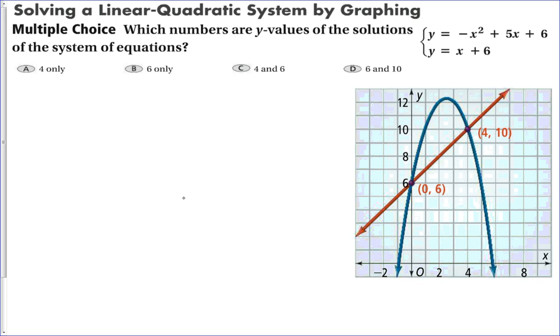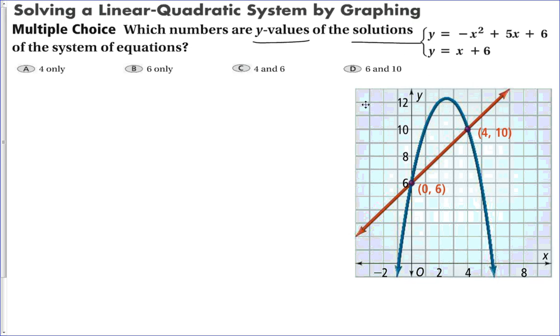Solving a linear quadratic system by graphing. So, which numbers are y values of the solutions of the system of equations? Now, keep in mind here, this one is asking what are the y values of the solutions. So we're not looking for x, we're looking for y.